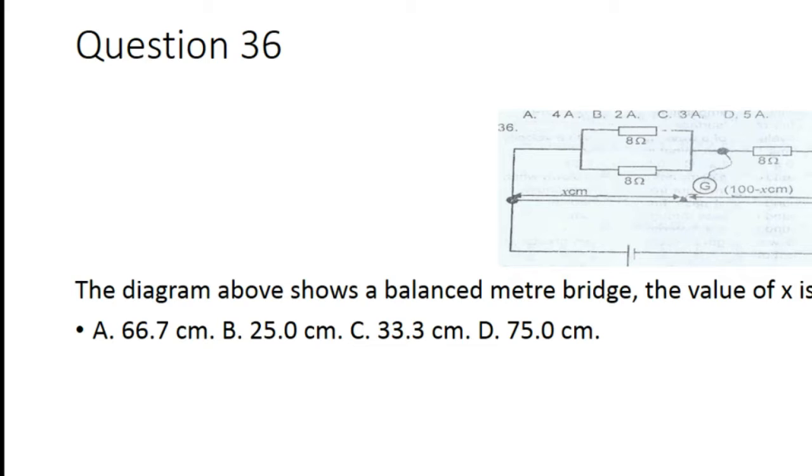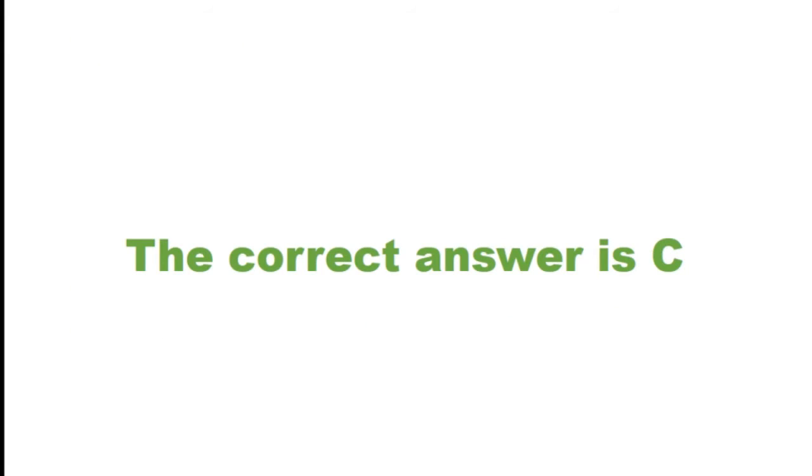36. The diagram above shows a balanced meter bridge. The value of X is A. 66.7 centimeter, B. 25.0 centimeter, C. 33.3 centimeter, D. 75.0 centimeter. The correct option here is C. 1 over R equals 1 over R1 plus 1 over R2. This will give us 1 over 8 plus 1 over 8. Therefore, our R is 4 ohms. So 4 over 8 will give us X over 100 minus X. Therefore, our X will be 33.3.